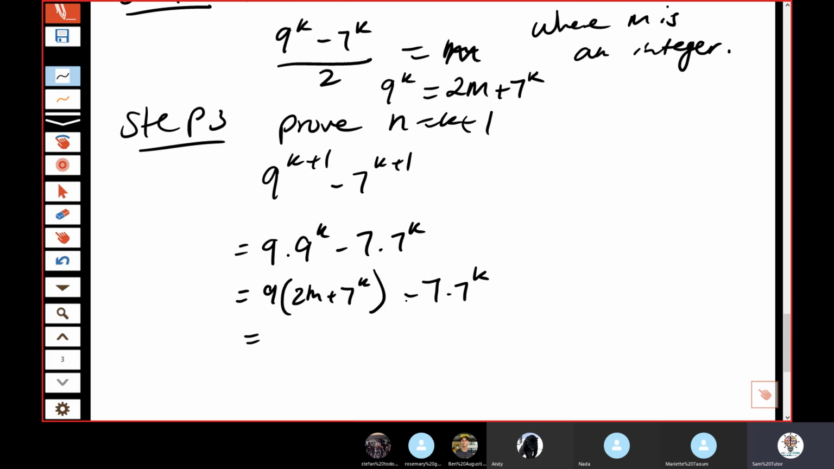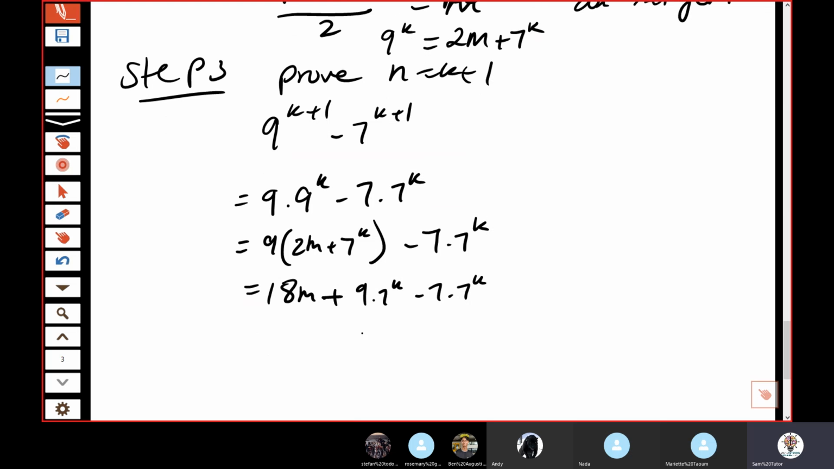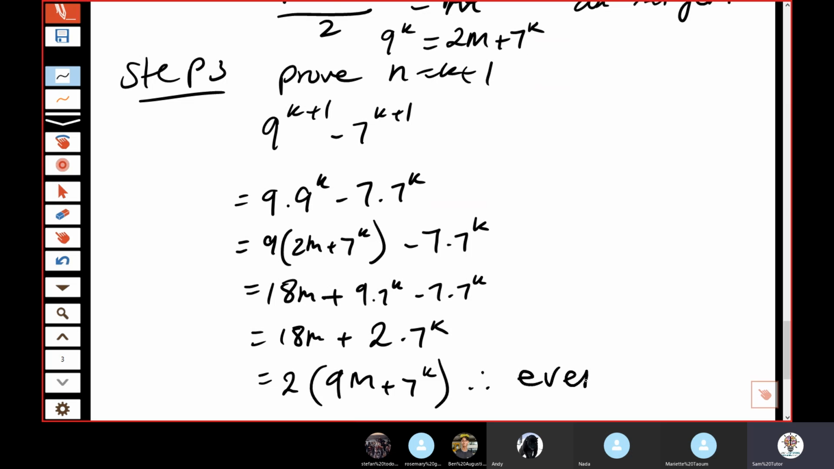Be very strict with your math like that. You see how I'm writing 7 times 7 to the k? The mistake I've seen all the time is people only do 9 times 7 and write 63. So don't make those mistakes, be careful with that. 9 times 2 is 18m, plus 9 times 7 to the k minus 7 times 7 to the k. 9 take away 7 lots is 2 lots, and we're done. 2 times (9m plus 7 to the k). Therefore, even.